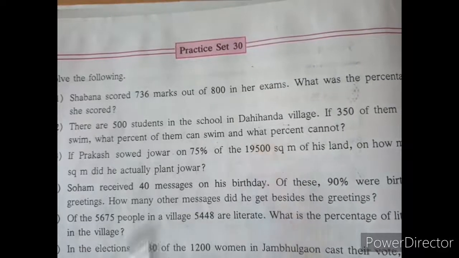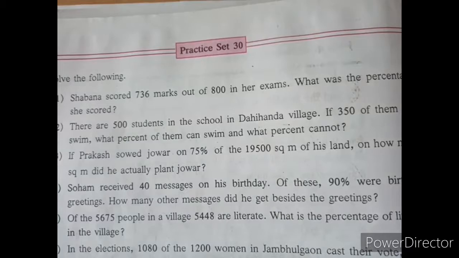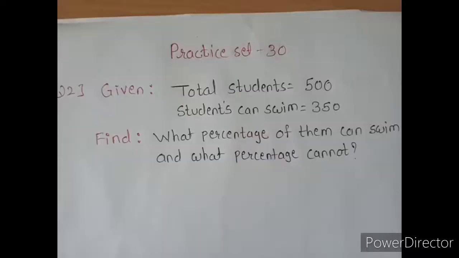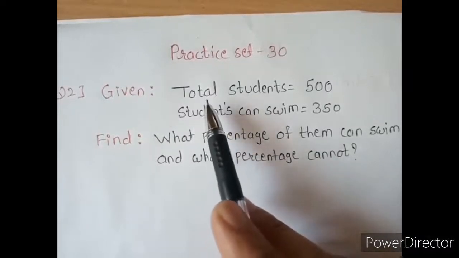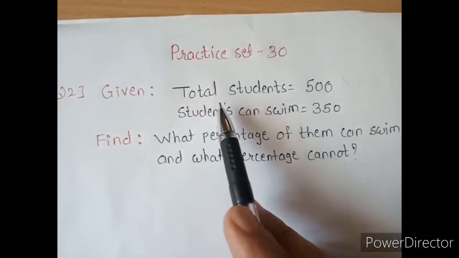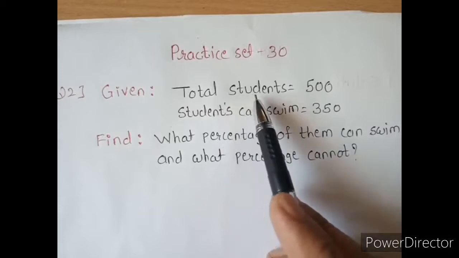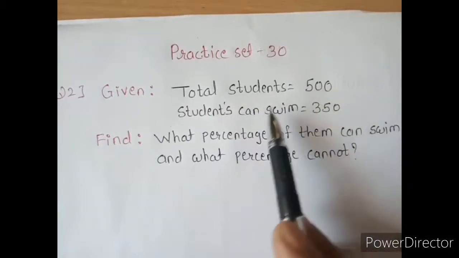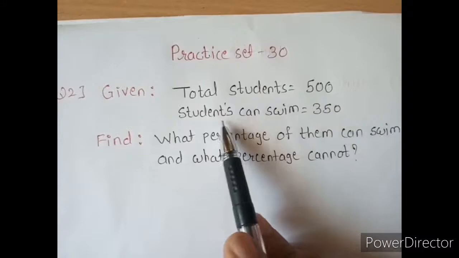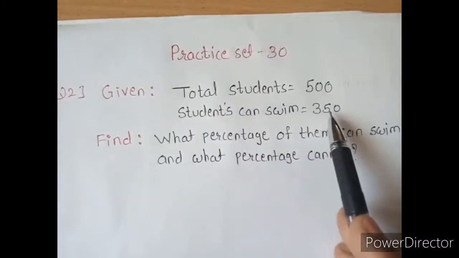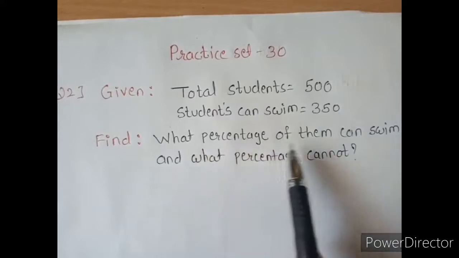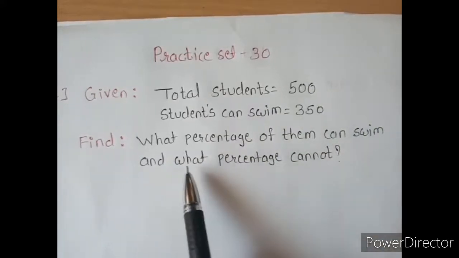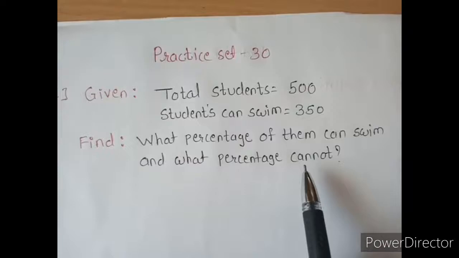Now let us see how to solve question number 2. So first write down the given things in the example. Total students are given, 500. Out of that, students who can swim are 350. Now what we have to find out is what percentage of them can swim and what percentage cannot.